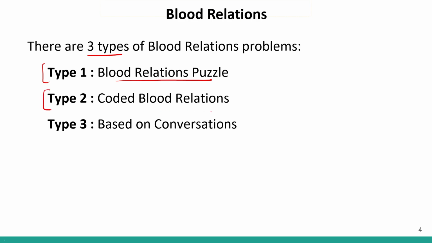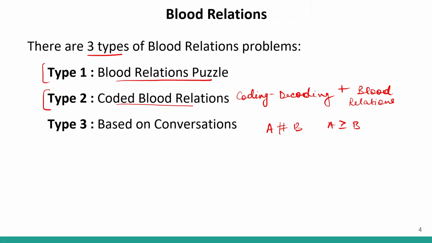Then we have type 2, which is coded blood relation. As the name suggests, it is basically a mixture of coding-decoding plus blood relation, so we use both these concepts. If you remember, when we did coding and decoding, we used certain symbols to code. If you remember coded inequalities also, we write A hashtag B means A is greater than or equal to B. This is the concept of coded inequalities. Similarly, in blood relations also, you can get that A hashtag B means A is the mother of B. So this is how you have to read. Basically, the code is given to you, you have to decode it and solve the answer.